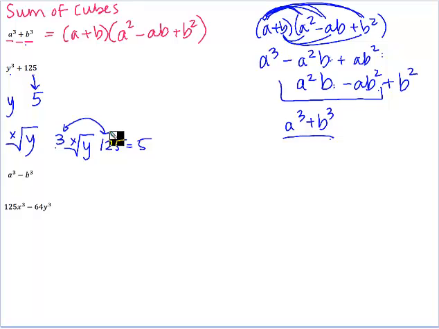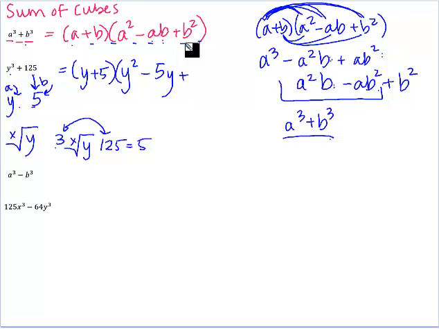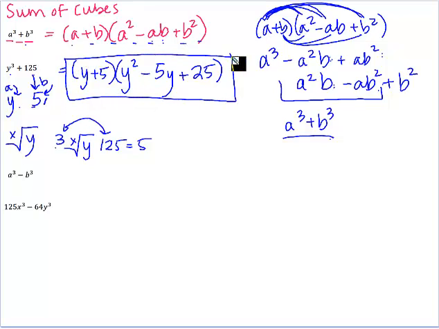All right, so we know that our a term here is like our y, and our b term is like our 5, and we just can follow that equation. So a plus b, y plus 5, times a squared, y squared, minus a times b, y times 5, 5y, plus b squared, so 5 squared is 25. And we wouldn't write it as 5 squared, we want to write it as 25. So y cubed plus 125 factors to y plus 5 times y squared minus 5y plus 25.